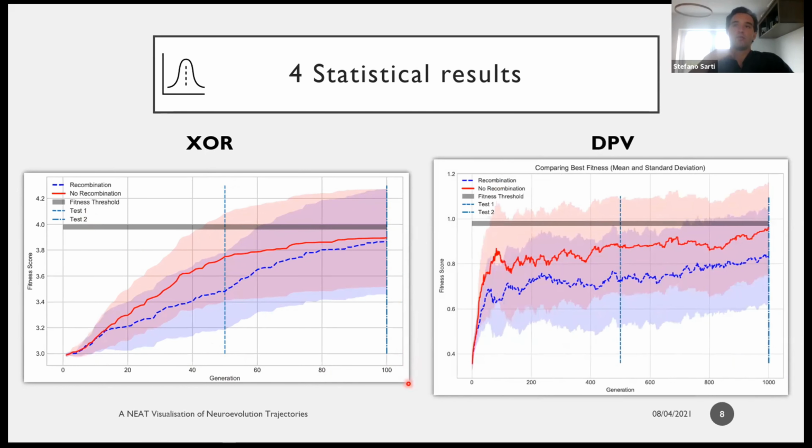Similarly, for double pole balancing with velocities, we have the same coloring scheme. These depict the average best fitness for no recombination and recombination. The scale for the fitness scores is different, as it is a different domain. And also, if we look at the x-axis, the range is from 0 to 1,000. So our test 1 and test 2 now differ. They are 500 and 1,000 for midpoint and endpoint.